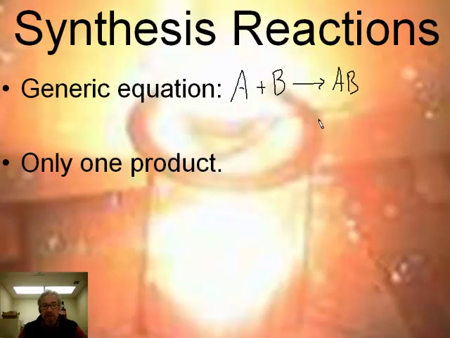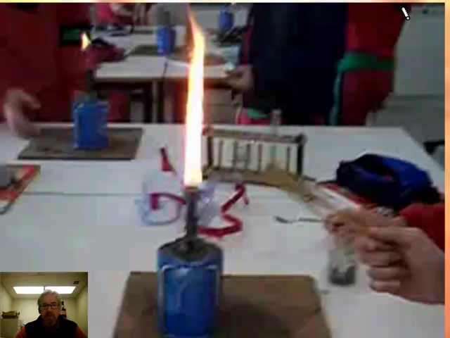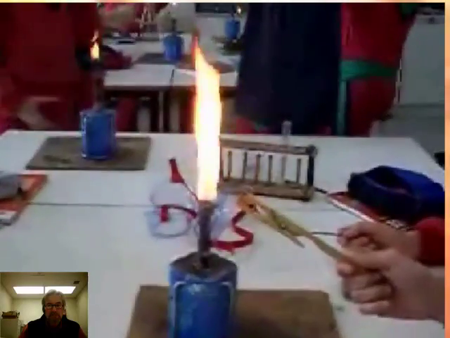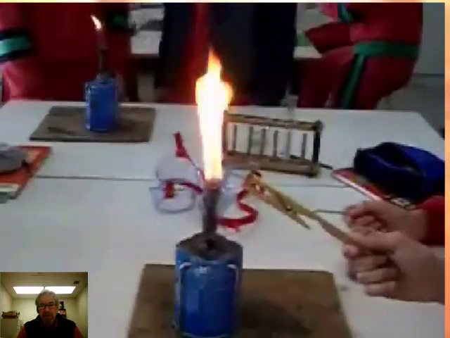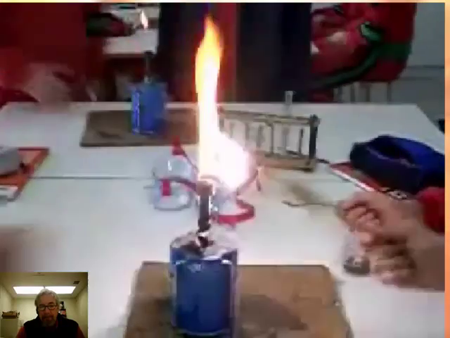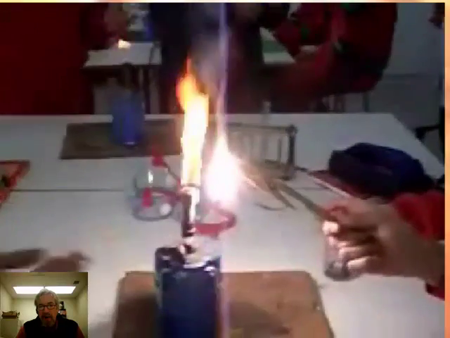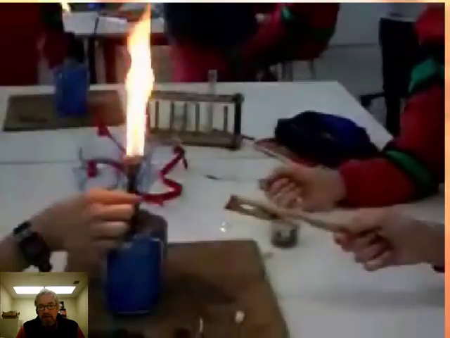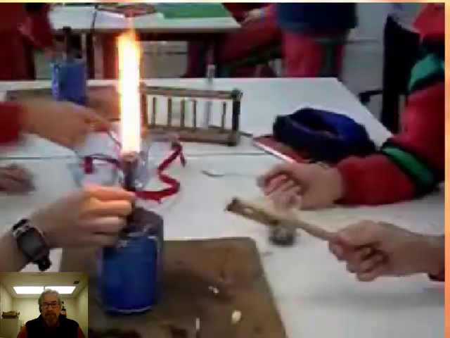These are easy to spot because there's only one product, and so if you see a reaction and you see only one product, you know this is a synthesis reaction. Here's an example of a synthesis reaction. These students are burning some magnesium. You can see a really bright flame once it ignites, and they're producing magnesium oxide, which is nothing like magnesium, or oxygen for that matter.